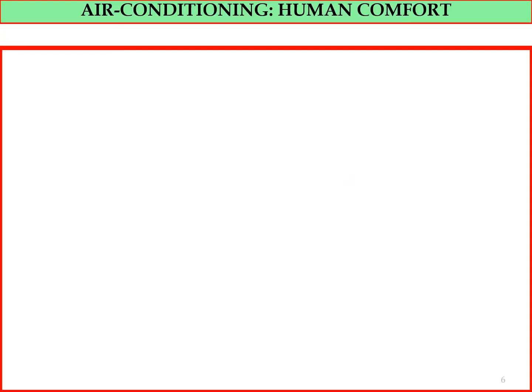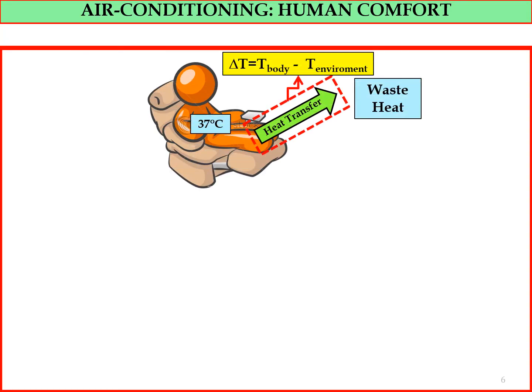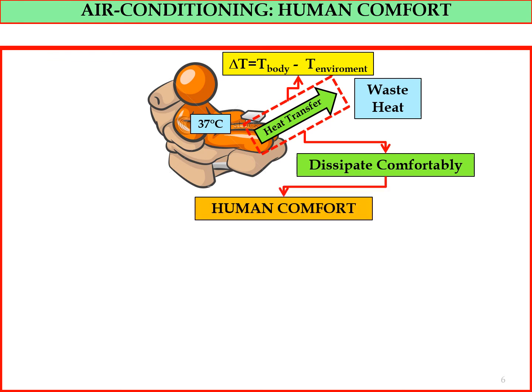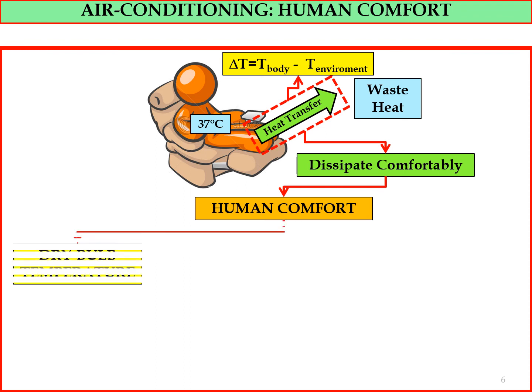Air conditioning, human comfort. As already explained in the four cases: hot, cold, humid, and also dry, we know that the human releases heat to the environment as waste heat, and the temperature difference is the temperature of the body minus the temperature of the environment. Temperature of the body here is the temperature of the human. So we need to control the dissipation of the heat transfer comfortably. If we can control this, we can acquire the human comfort.